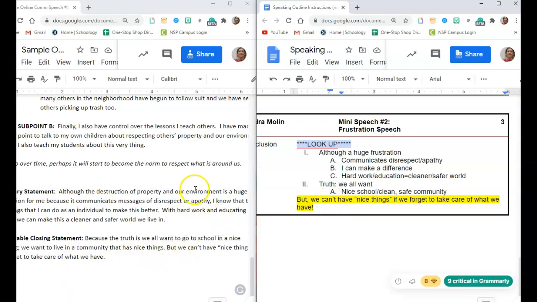This is how you move from an outline to a speaking outline. You'll be able to use these cards on your second mini speech and will help you greatly deliver your speech.